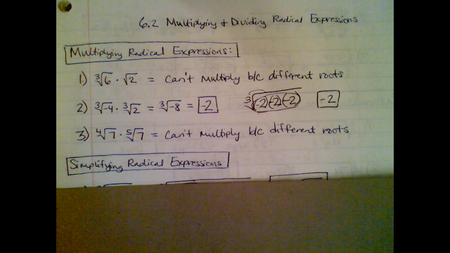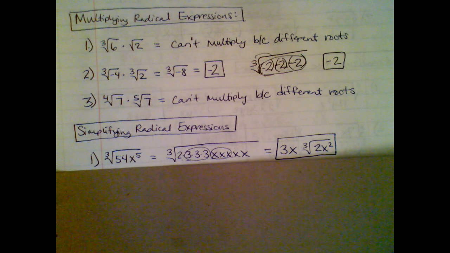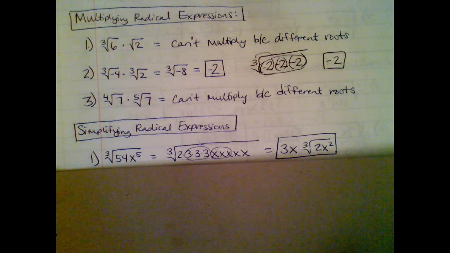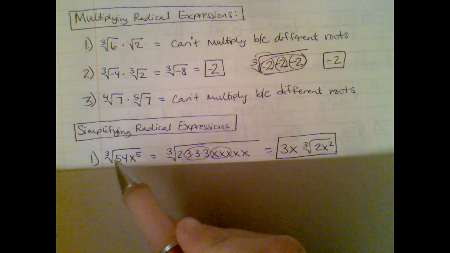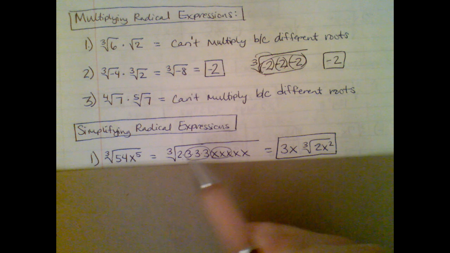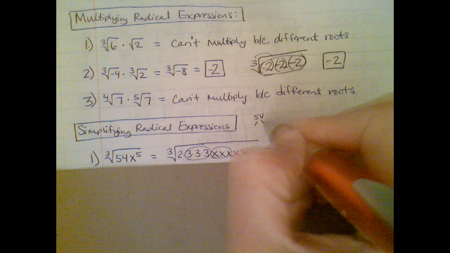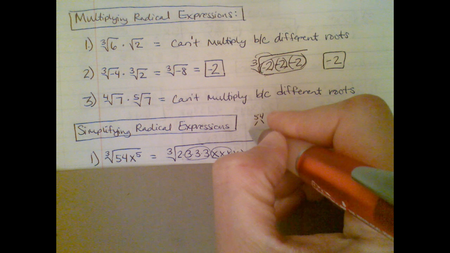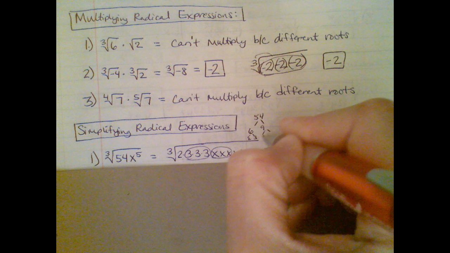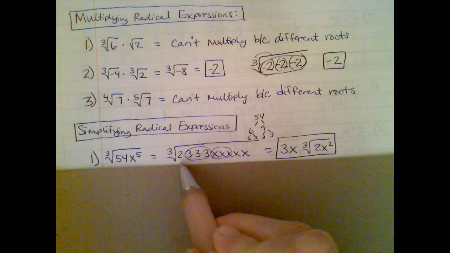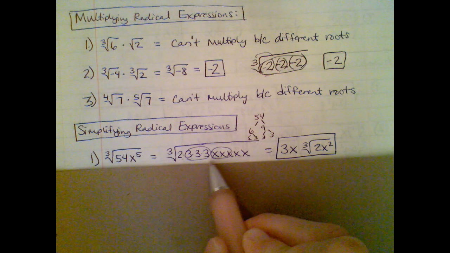This next one is going to be simplifying radical expressions. To start off with, we have the cube root of 54x to the fifth. So we're going to do a bunch of factor trees. Notice in this first step, I did the factor tree for 54. I broke that down to all its prime numbers. 54 is 6 and 9, 6 is 2 and 3, and 9 is 3 and 3. So we have one 2 and three 3's, and then we have x to the fifth, so we have a total of 5 x's.